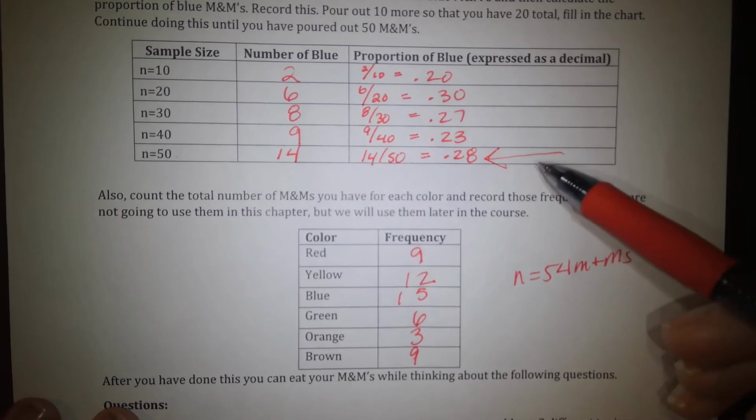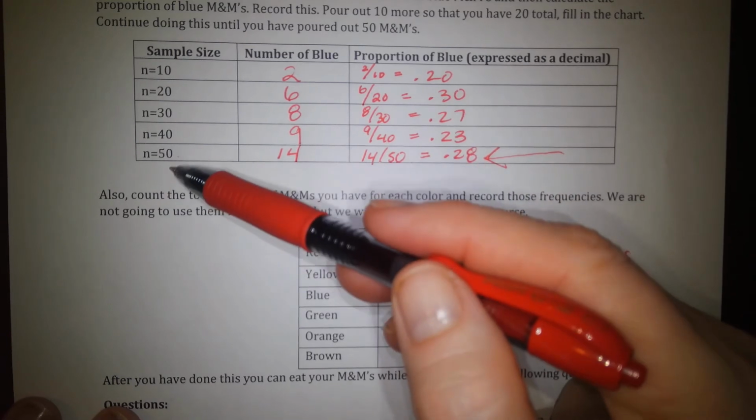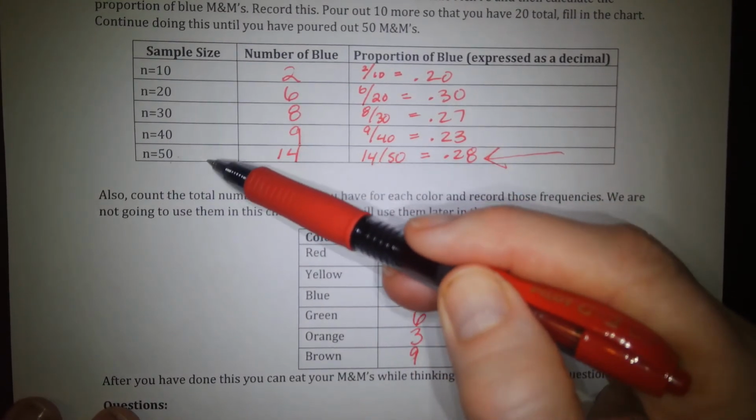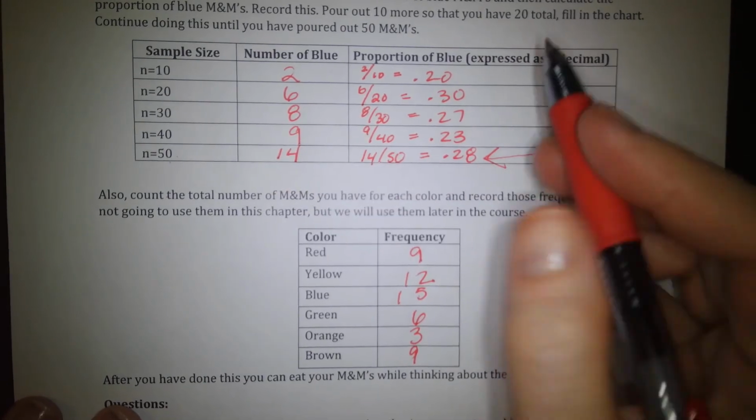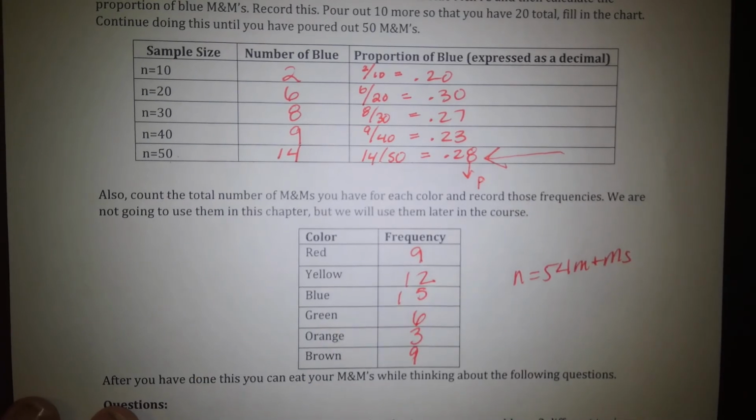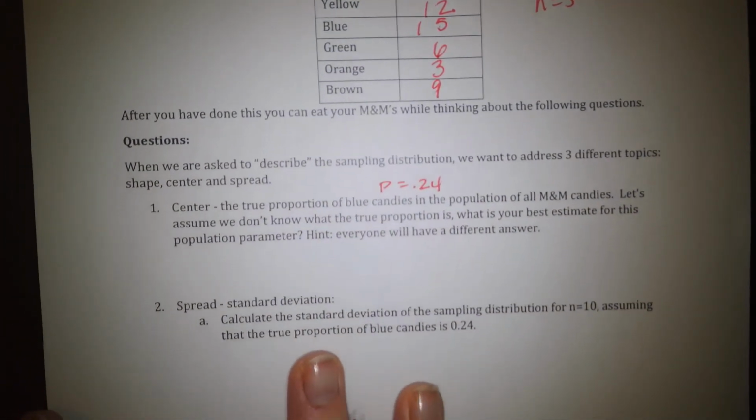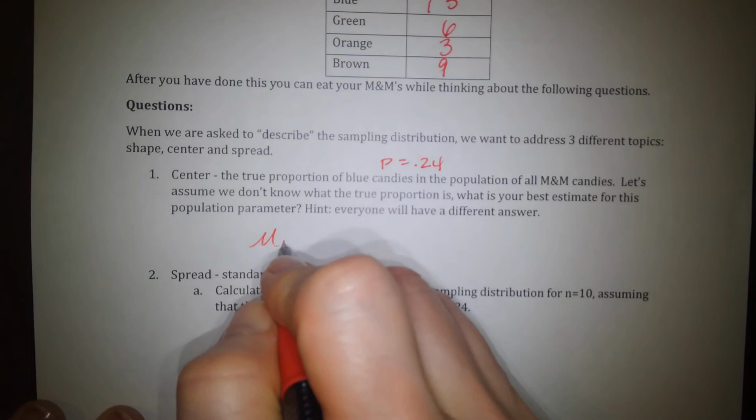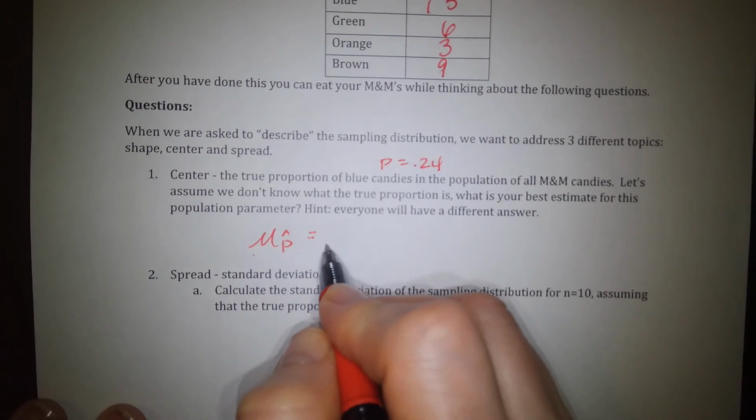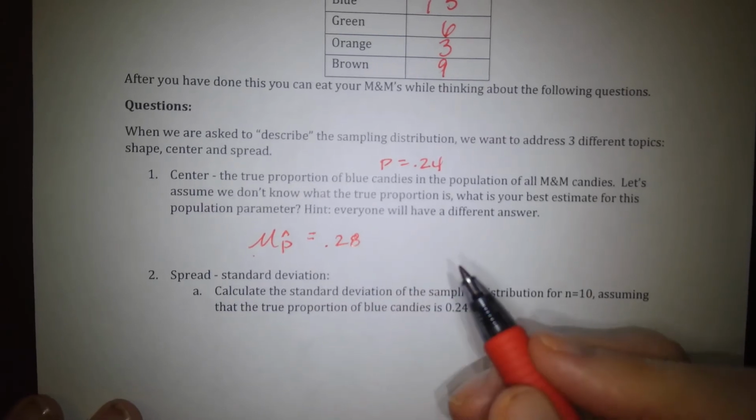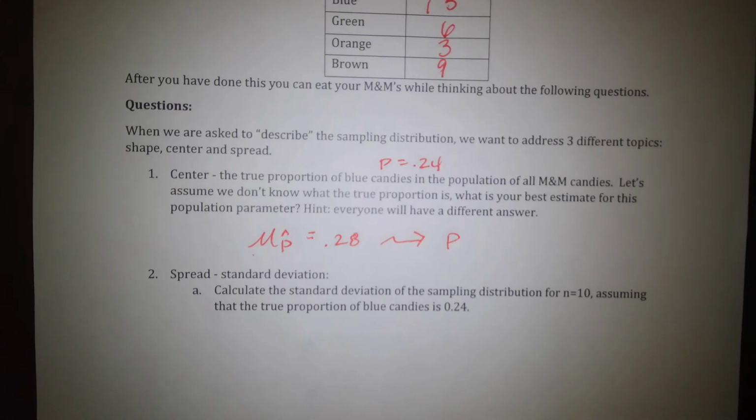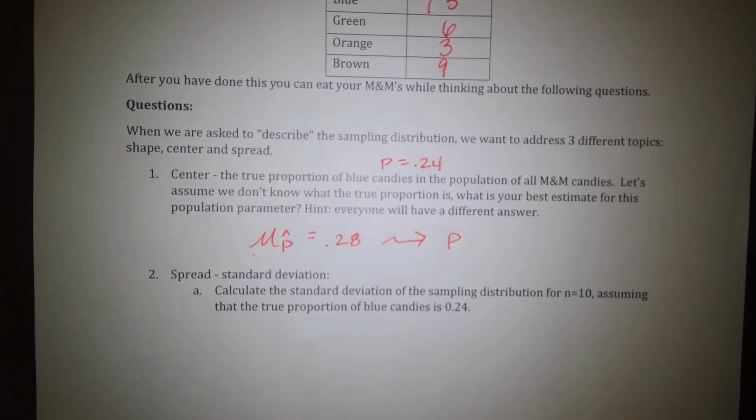I would probably pick the last one, only because it had the largest sample size, and we know as the sample size gets bigger and bigger, the numbers get closer and closer to what the true population proportion is. So I'm going to use 28%. For my bag, I'm going to use the mean of all of my p hats, which gets closer and closer to 28%. And I'm going to assume, we'll infer that that's close to the population parameter. Now yours, again, might be different.